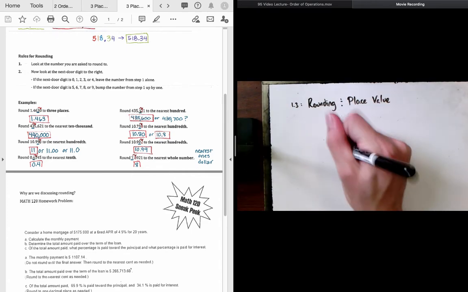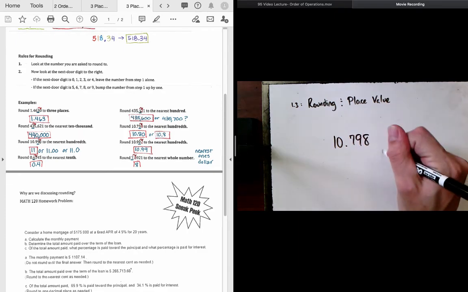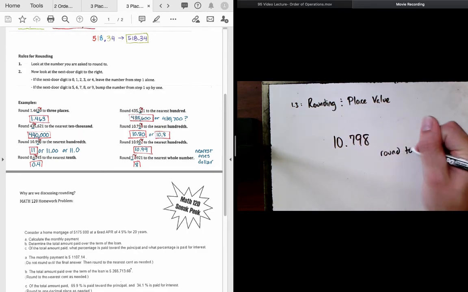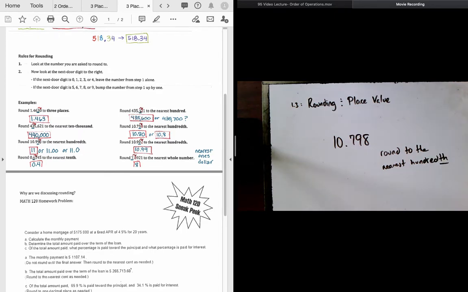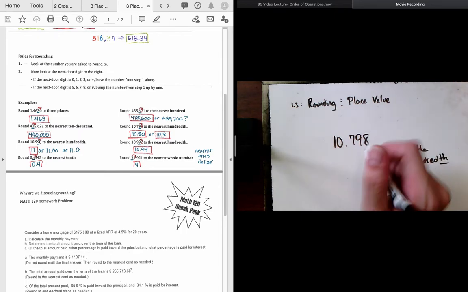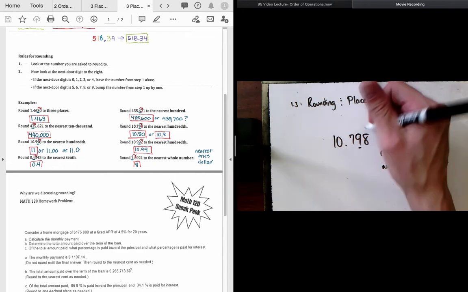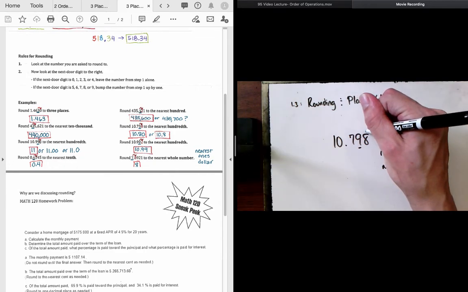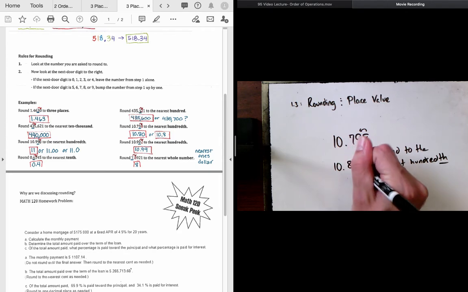Suppose I have the value 10.798. I want to round to the hundredth. Notice I have the th on the end, so I'm looking to the right of the decimal. Again, tenths, hundredths would be right here. It's a 9. And so we look at its next door neighbor, and its next door neighbor is an 8. So because it's 5 or greater, we should be bumping this value up, and we would write this as 10.80.